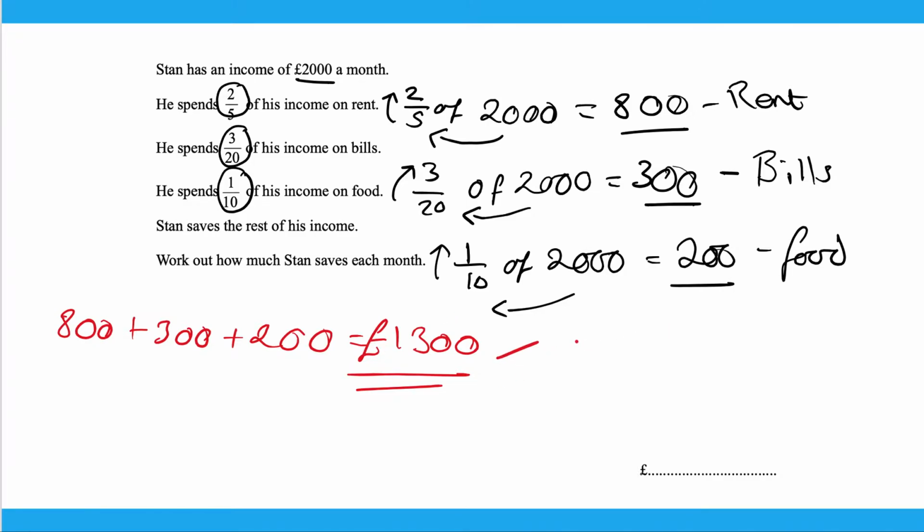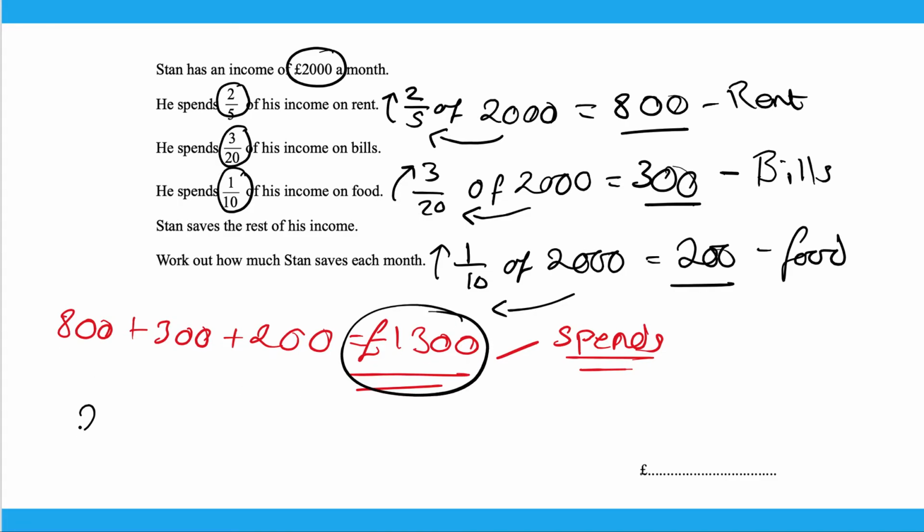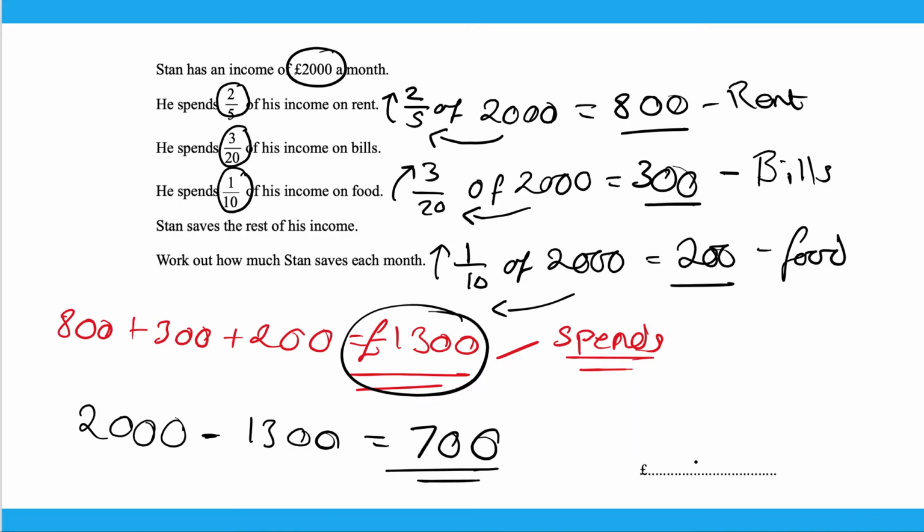So if he spends this much, how much does he save? Okay, to work out how much he saves, you would do the total amount subtract how much he spends. So you would do 2,000 subtract 1,300, and that will get you how much he saves. Okay, so that would get you 700 pounds. Okay, and 700 pounds would be your final answer.